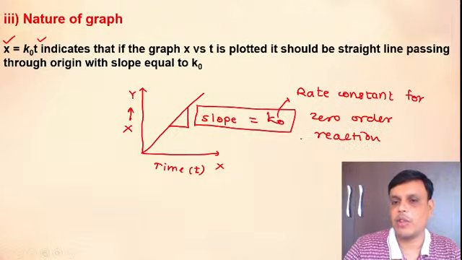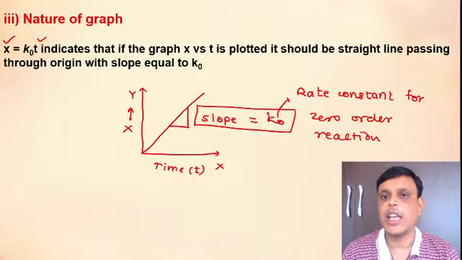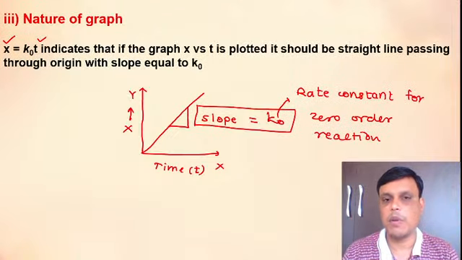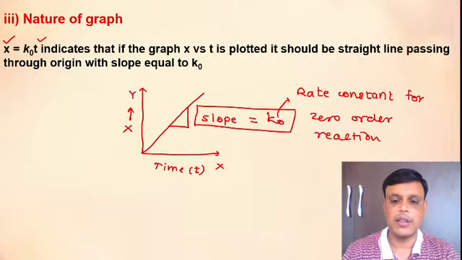By plotting the graph of x versus t, you can find out k0 for any zero order reaction. So in this way we have finished the factors affecting the rate of reaction, and we have derived the integrated rate law for zero order reactions. I think today we'll stop here. In the next lecture, tomorrow, we will start the integrated rate law for first order reactions.